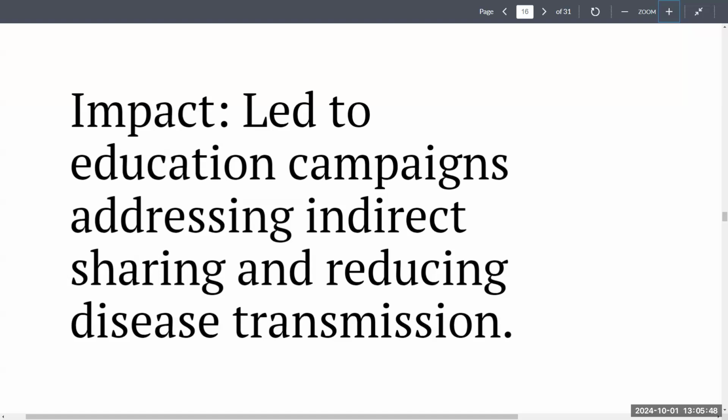that led them to educate the people who are drug users on the fact that they should not be sharing not only needles, but cotton and whatever other things. Cool?